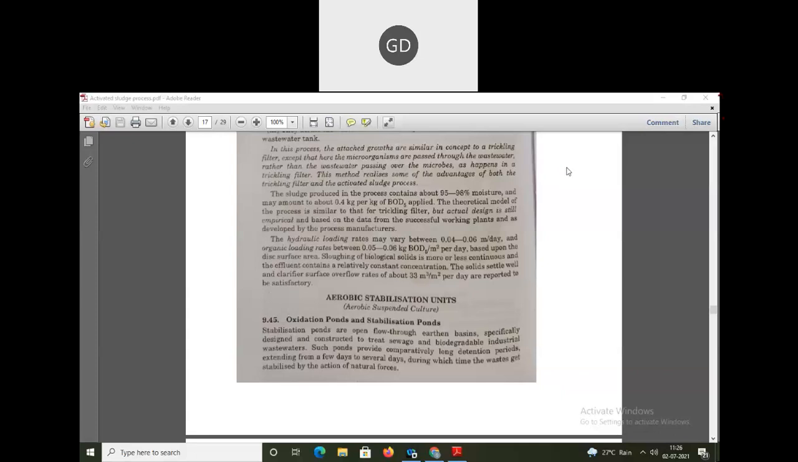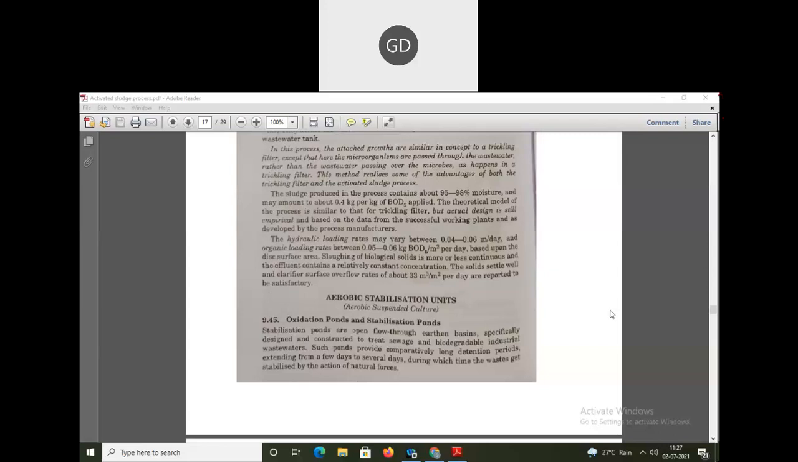Okay, let me take another topic. This is about your aerobic stabilization units. It is also a suspended growth system. There are different stabilization units, and among them, the aerobic stabilization units are oxidation ponds and stabilization ponds.